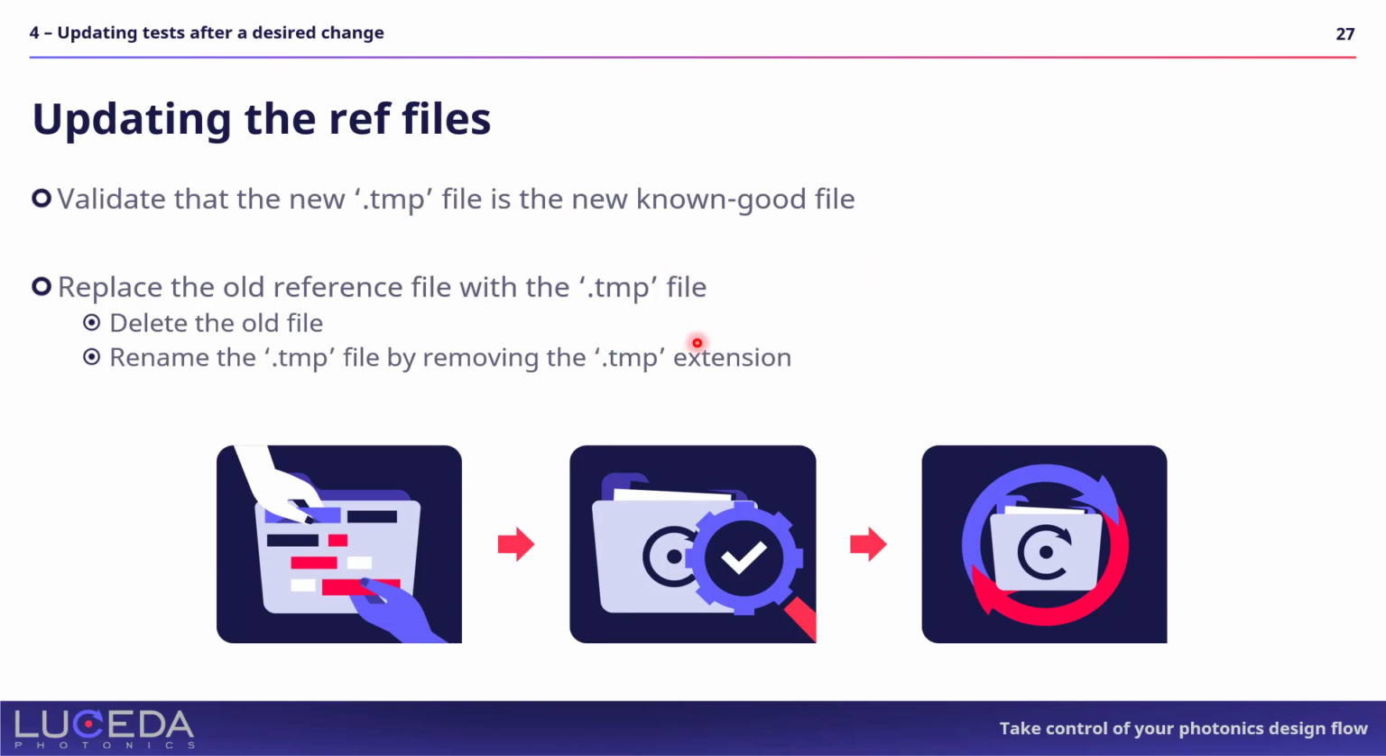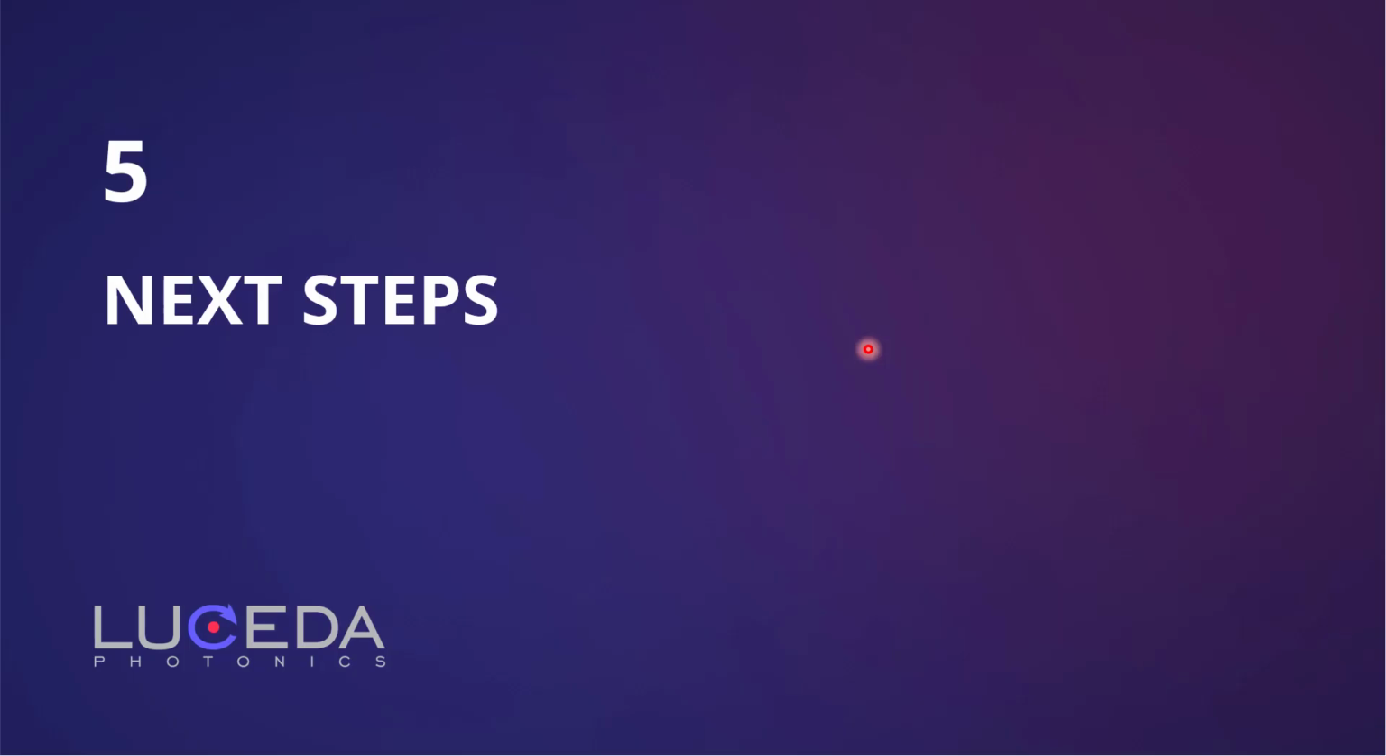The way you do that is by first of all deleting the old file, and then removing the .tmp extension from the temporary file. This way it becomes your new known good reference file. So we have modified our component, we have run tests, and we have seen how we can continuously go through this design cycle by continuously validating our components.